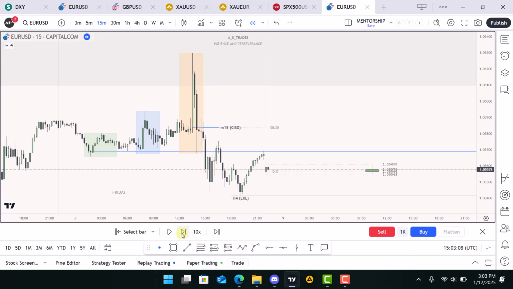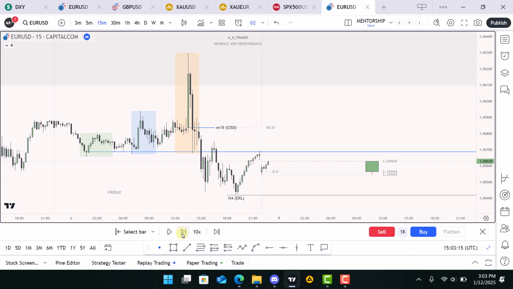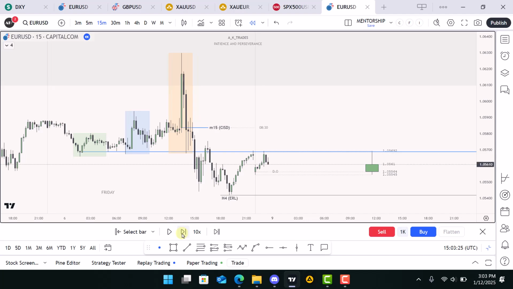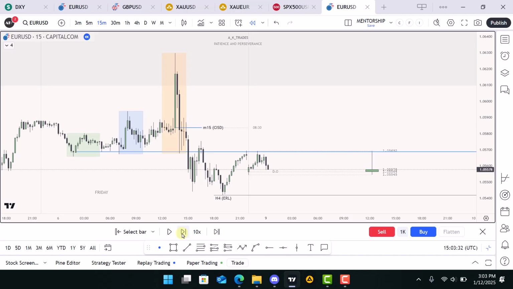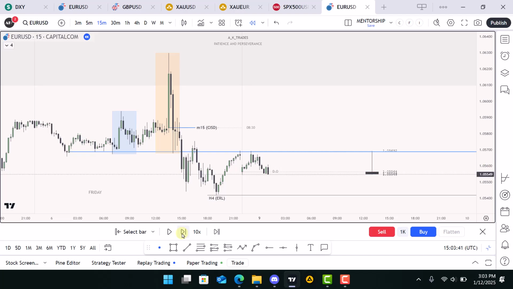We are looking for a change in state of delivery to form on the 15-minute chart to also confirm that price is actually retracing from our 4-hour change in state of delivery. Now the 15-minute change in state of delivery hasn't been formed yet, so we wait patiently.